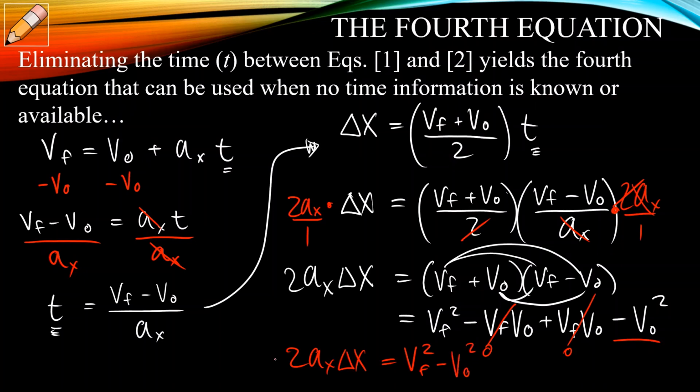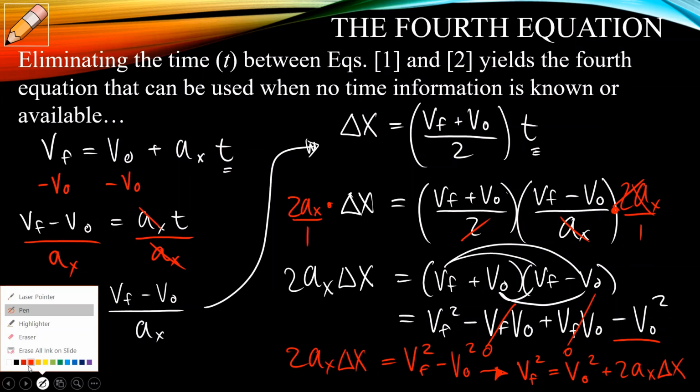And the way that we'll usually write that is by adding the initial velocity squared to the other side. And when you do that, you get the final velocity squared is equal to the initial velocity squared plus 2 times the acceleration times the displacement. That right there is the fourth and final kinematic equation.